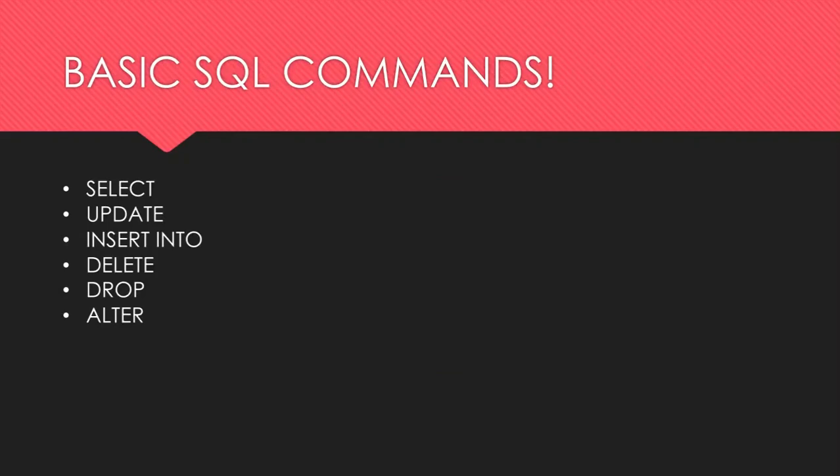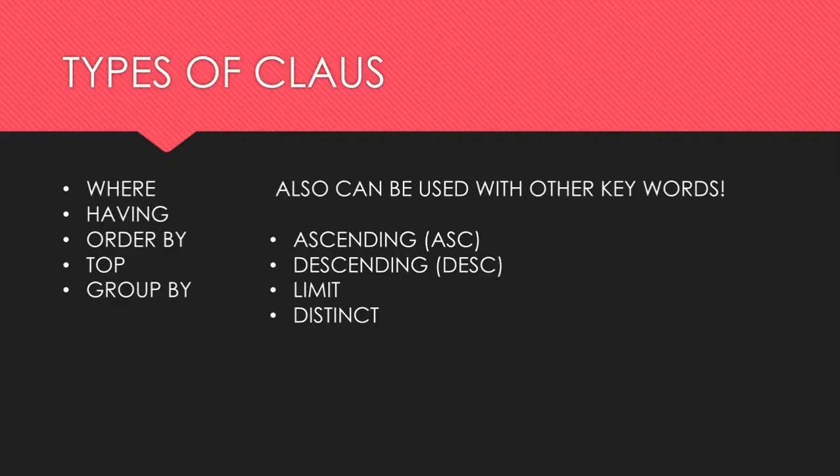Basic SQL commands. Select, update, insert into, delete, drop, and alter. These commands are used to write queries and manipulate data in SQL. Types of clause. There are only 5 types of clause: where, having, order by, top, and group by clause. These clauses are used to be more specific when writing queries, and also you can use keywords like ASC, which means ascending, DESC, which means descending, or limit and distinct.